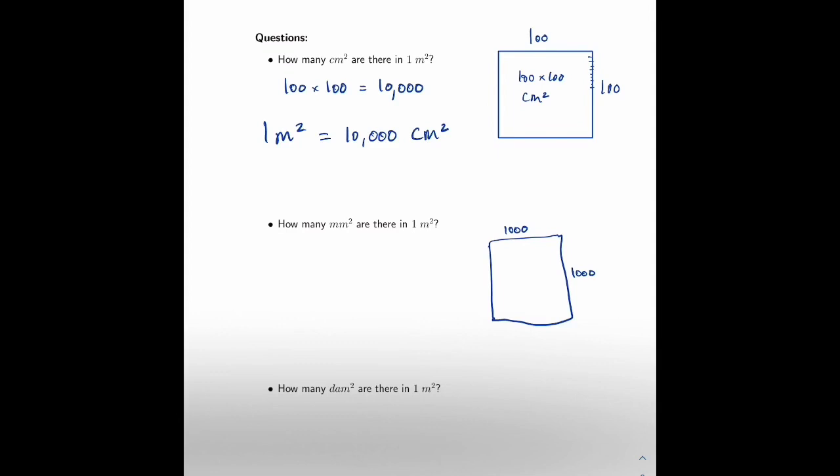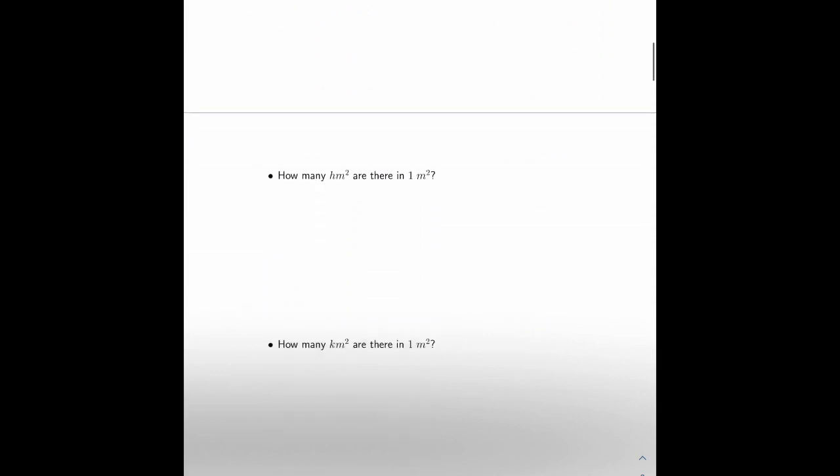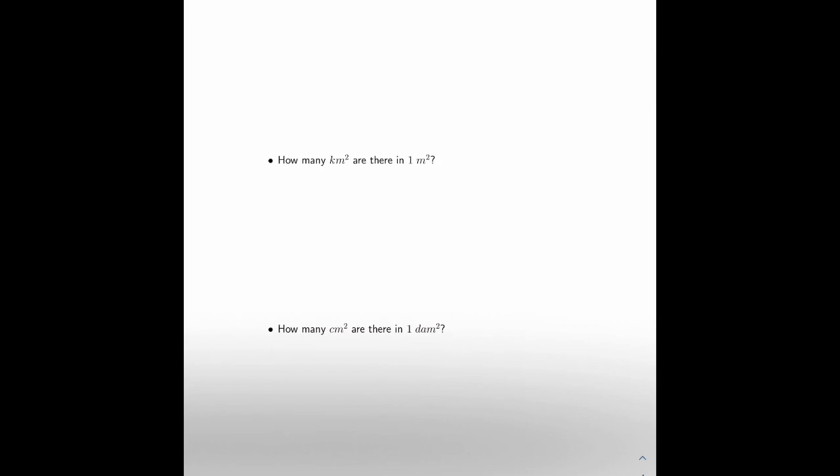And so there are 1,000 times 1,000, which happens to be 1 million, square millimeters in a square meter. So 1 square meter is 1 million square millimeters, and so on. I won't do all the rest of these right now. Maybe I'll do one where the area is getting smaller, and then I'll fill the rest in before I post this.